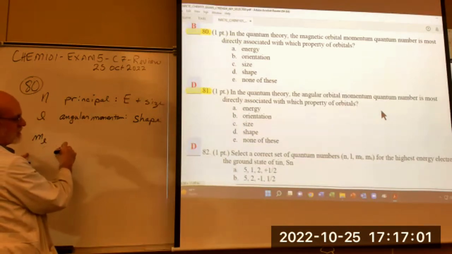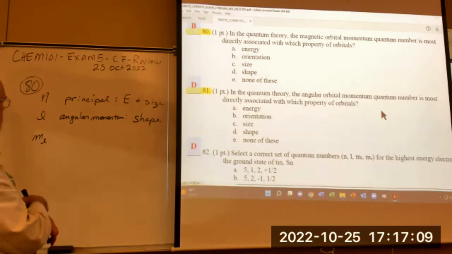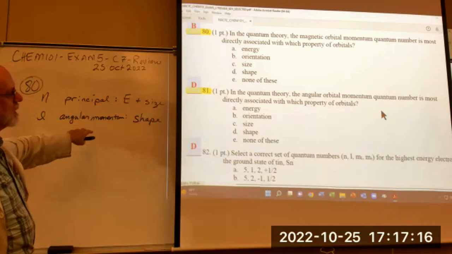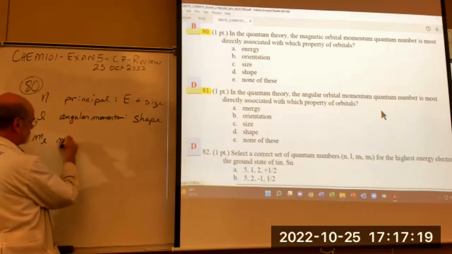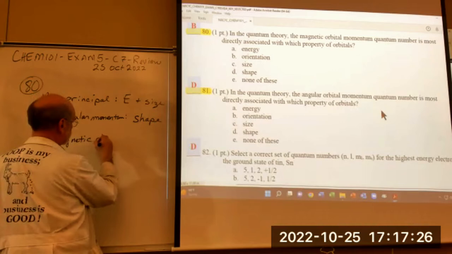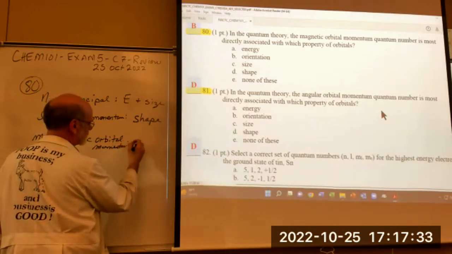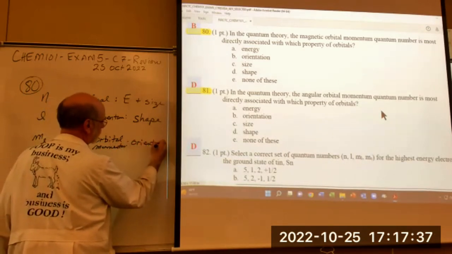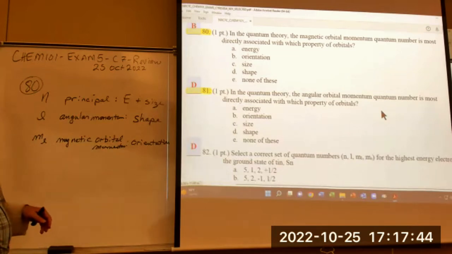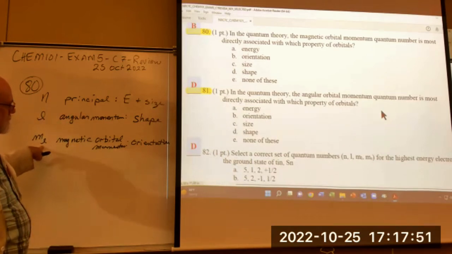Wait a minute. That's as far as I need to go, right? Oh no, I'm sorry, I'm on 80. Magnetic orbital. This is magnetic orbital momentum. This is orientation. Orientation in three-dimensional space. And then we've got the spin. Okay, so for 80, the magnetic orbital is orientation, B.